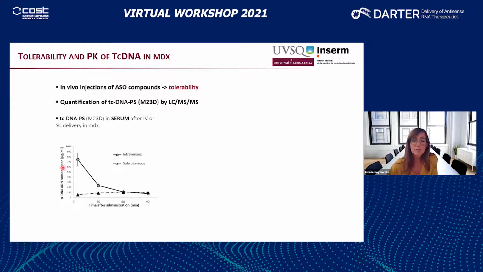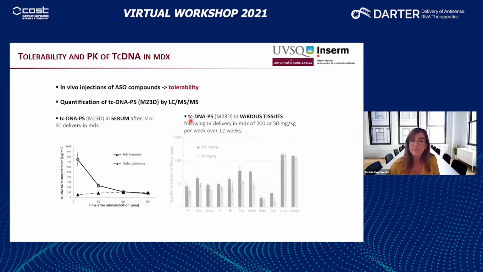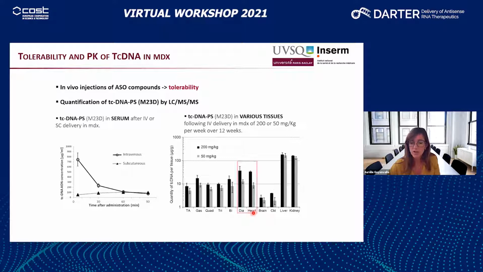So in the initial experiments, we did intravenous injection or subcutaneous injection, and you can quantify the oligonucleotide by LCMS, for example, and have an idea of how the compound behaves in the bloodstream. And after the end of your treatment, you can have an idea of the biodistribution in the different tissues. So for us, we're more interested in the muscles. So we collected all the different skeletal muscles, but also diaphragm, heart. And it was very interesting for us to see that even in the brain, we could detect the oligonucleotide. So this gives you an idea of the pharmacokinetics and the biodistribution in a disease model.